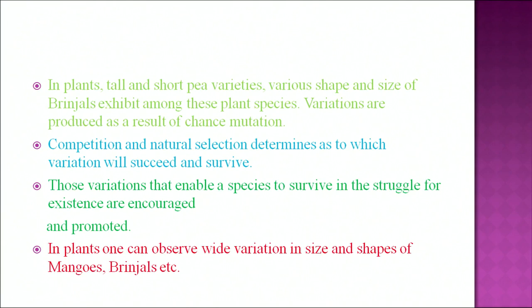Variations are produced as a result of chance mutation. Competition and natural selection determine which variation will succeed and survive. Those variations that enable a species to survive in the struggle for existence are encouraged and promoted. In plants, one can observe wide variation in size and shapes of mangoes, brinjals, etc.